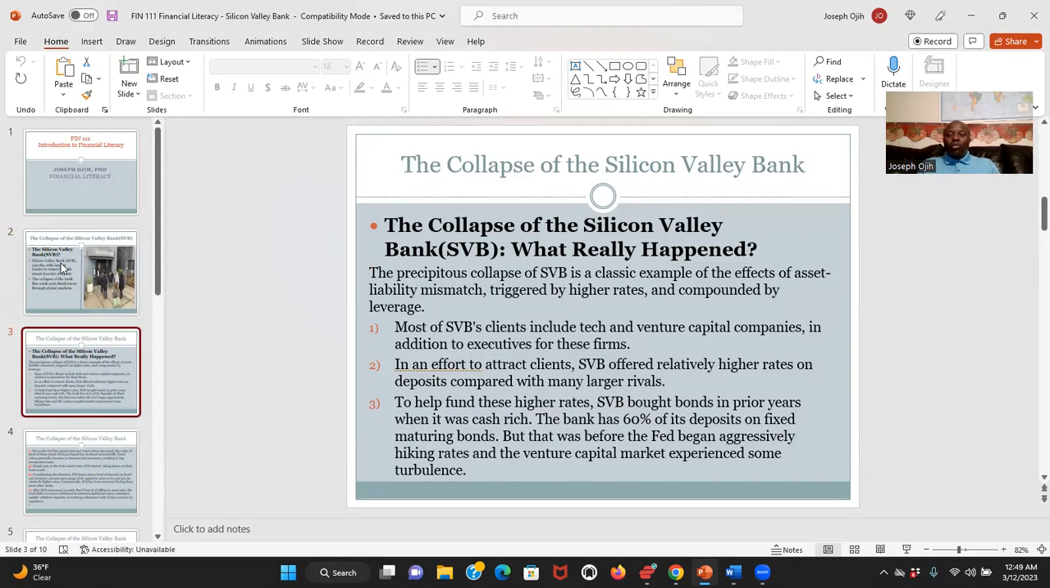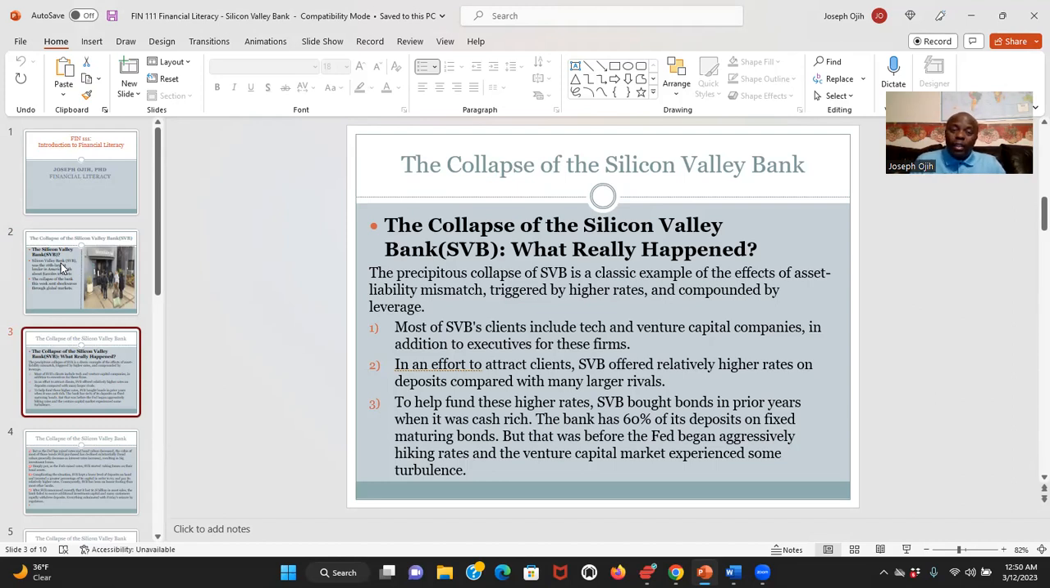Now, the collapse of the bank, we consider it to be a classic example of the effect of asset liability mismatch. So when the asset and liability do not match, the kind of problem that will result from it is triggered by higher rates and compounded by leverage. So when the asset and liability of the company do not match, and then there are other problems like high rates of interest and high leverage, it can be a complete mess. So let's see what happened here at the Silicon Valley Bank.